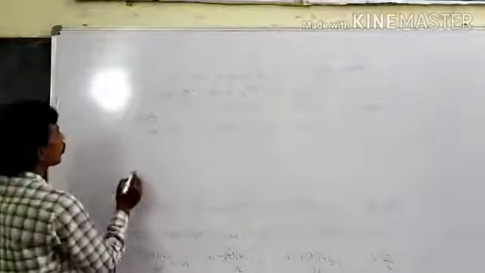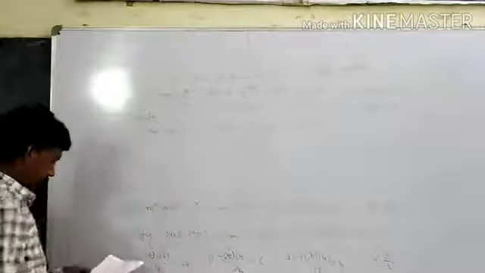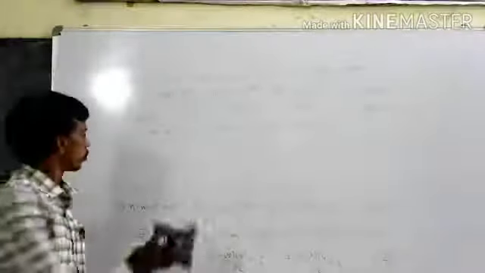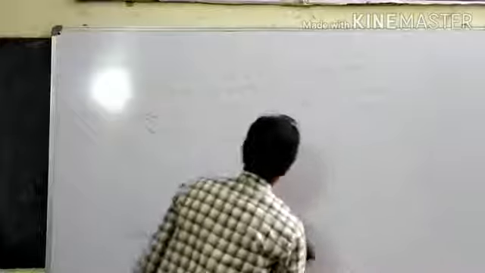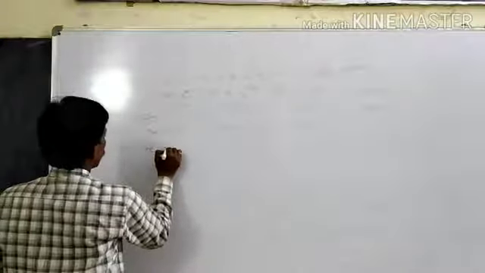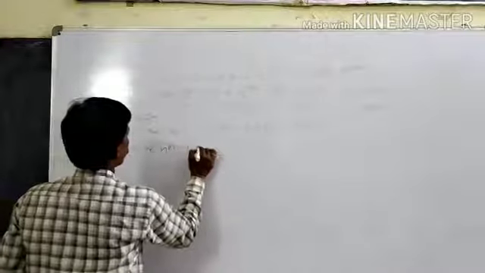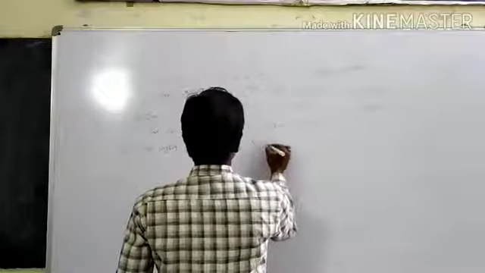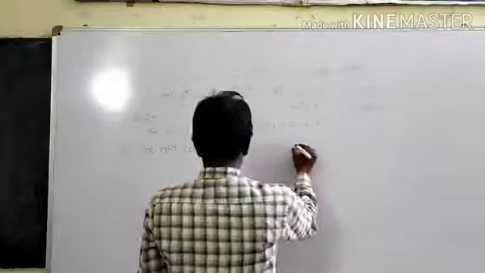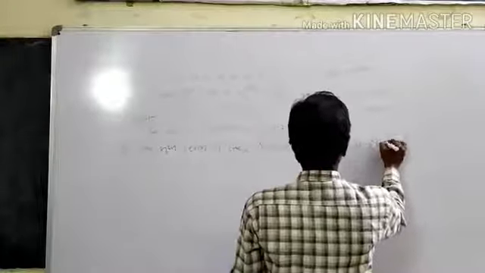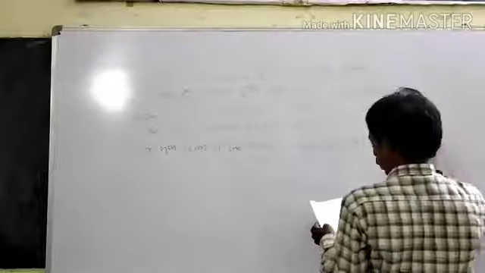Okay. Next problem. Now we find the nth term of the series: 4 plus 14 plus 30 plus 52 and so on equals what?